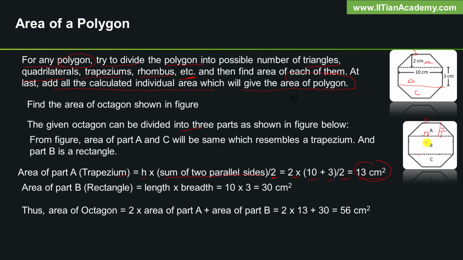The area of part B, a rectangle, equals length into breadth, which is equal to 10 into 3 equals 30 centimeters square. Thus, the area of the octagon equals 2 into the area of part A plus the area of part B, equals 2 into 13 plus 30, equals 56 centimeters square.